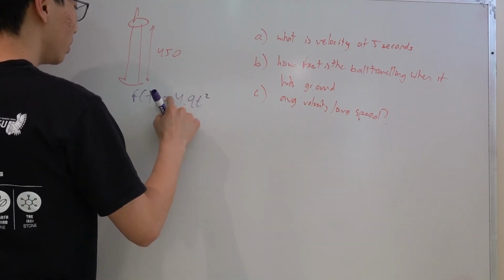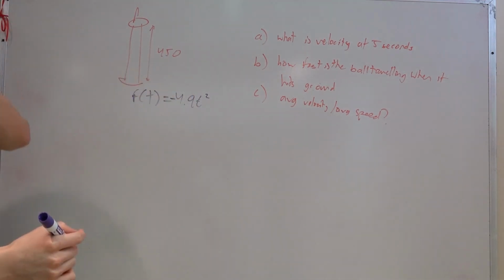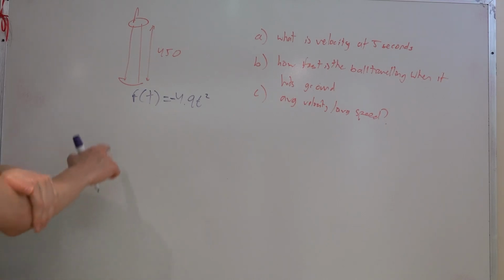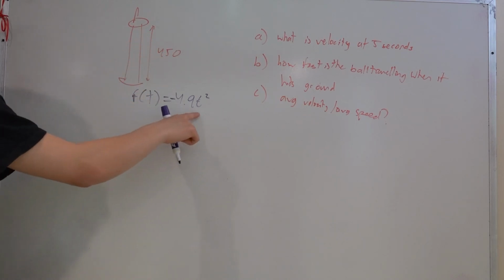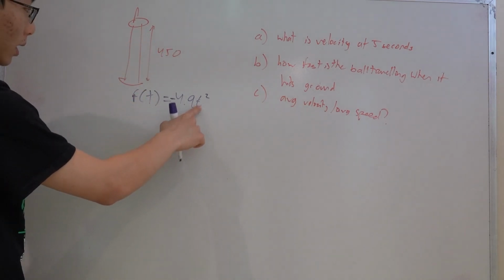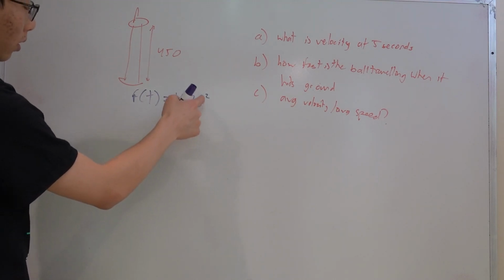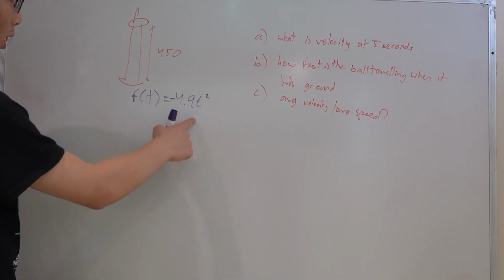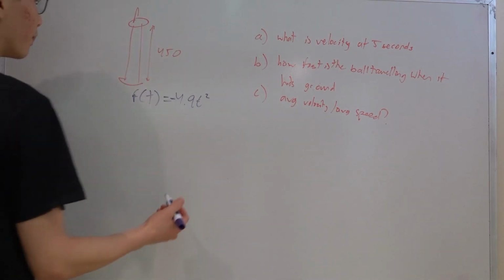Basically, they assume that your position is negative 4.9 t squared. Okay, so that's your function with time. So basically, at time t, let's say after 1 second, you would put a 1 in here, and that would mean that you traveled negative 4.9 meters down, for example.